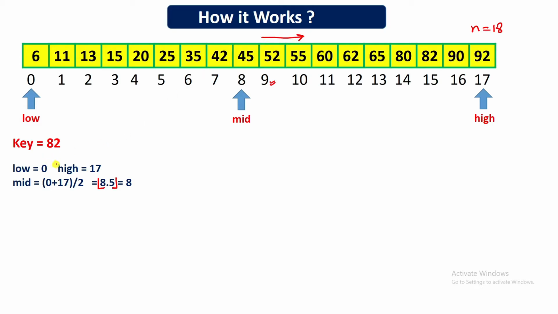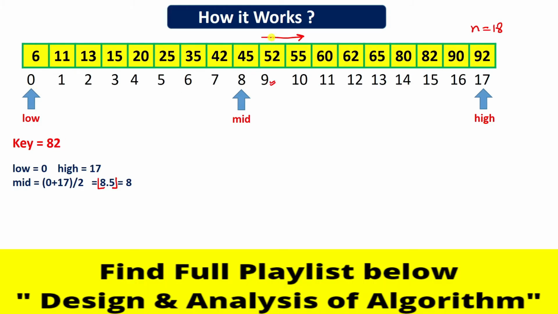So I was searching for 82, so I said okay, my midpoint will be 8, for 0 and 17. Then I checked with 45, it was not equal to 82, so I said now I will move to which side? This side, because 82 is greater than 45, so 82 can be only on this side. So I shifted my low pointer to 9.